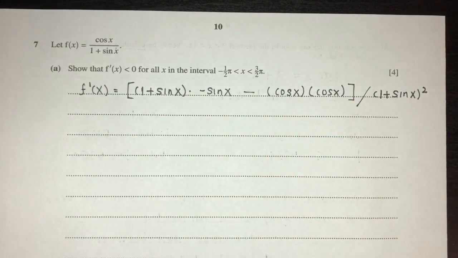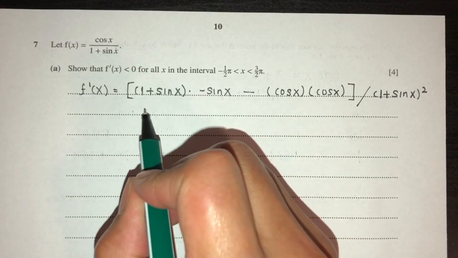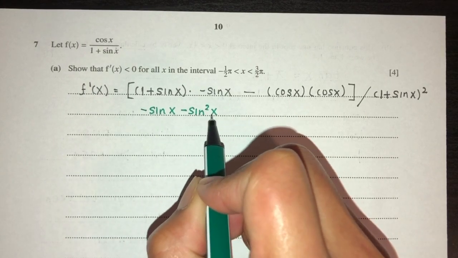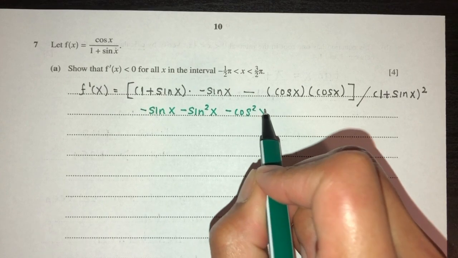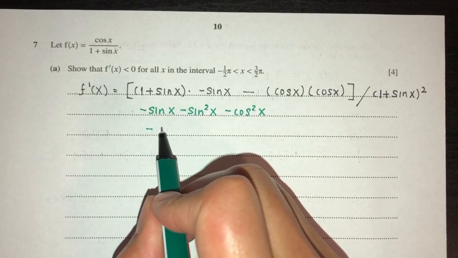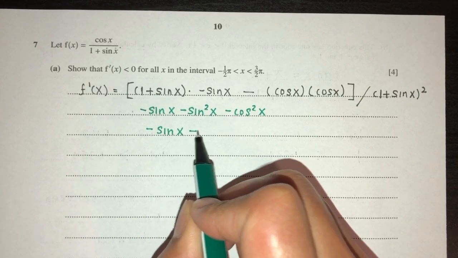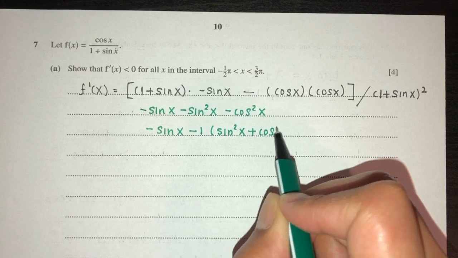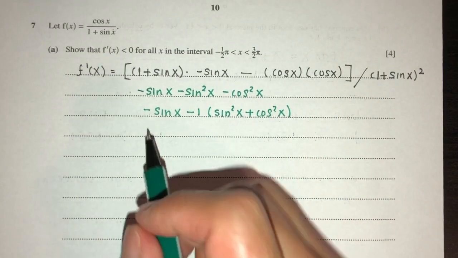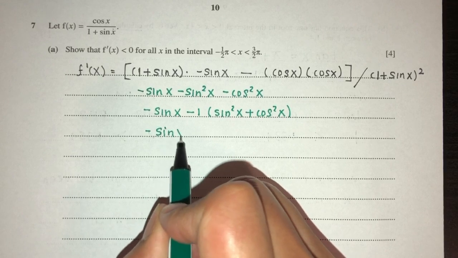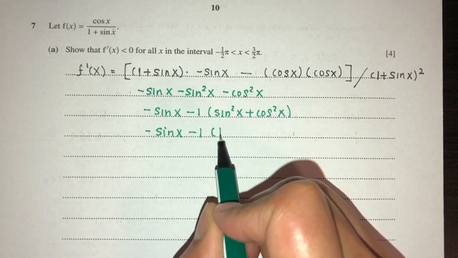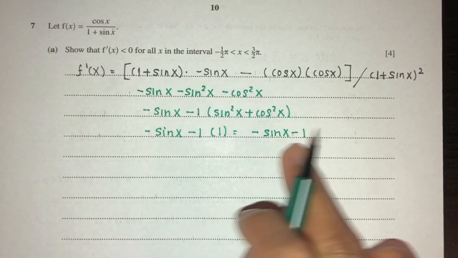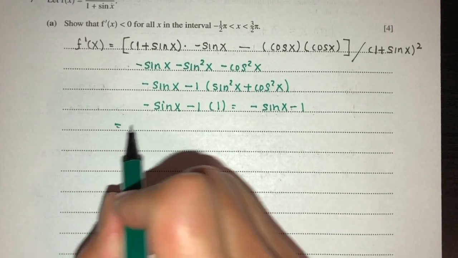Now let's simplify the top first. If you bring this in, you will have minus sin x minus sin squared x minus cos squared x. Now if you simplify, you will have minus sin x. You take out minus 1, you will have sin squared x plus cos squared x. Simplify again, this becomes 1, so it is minus sin x minus 1. That is the top of the fraction.